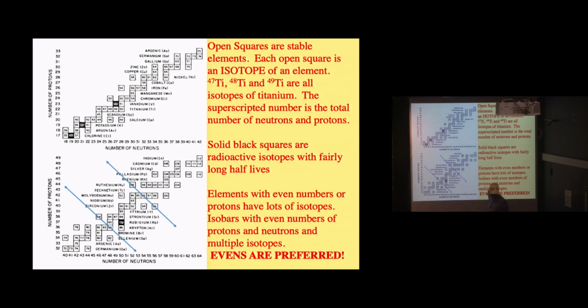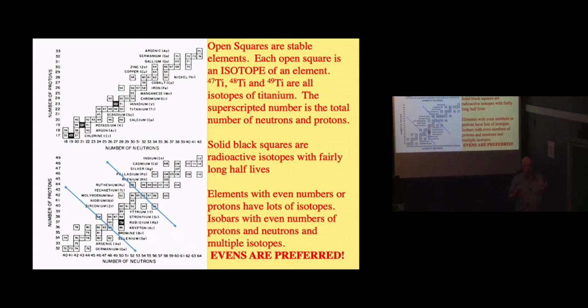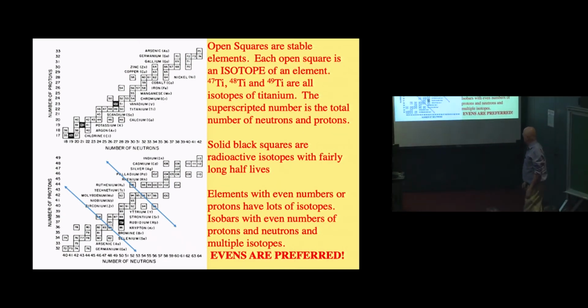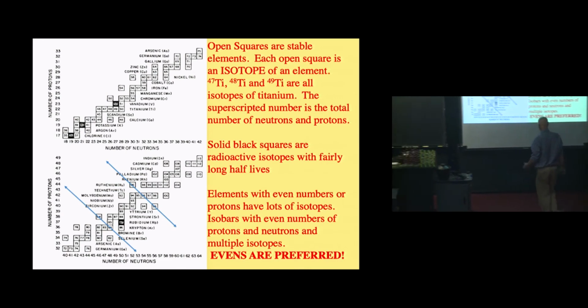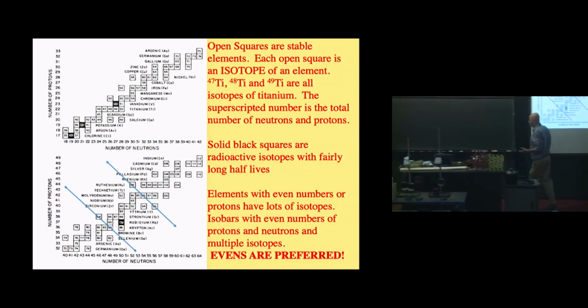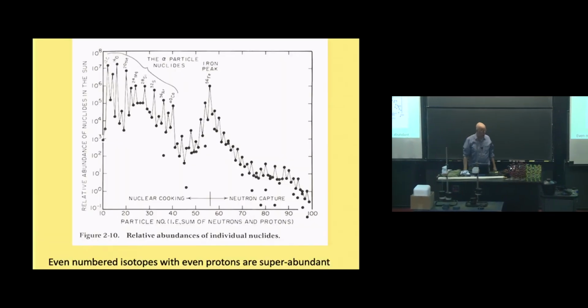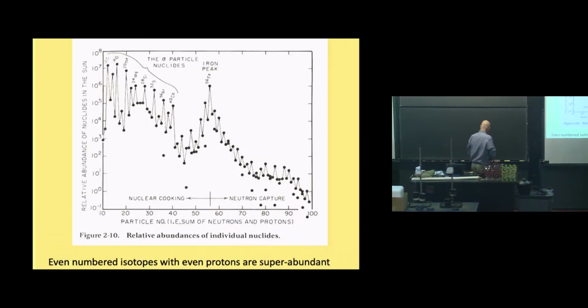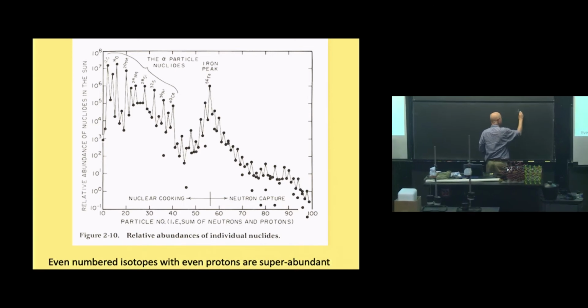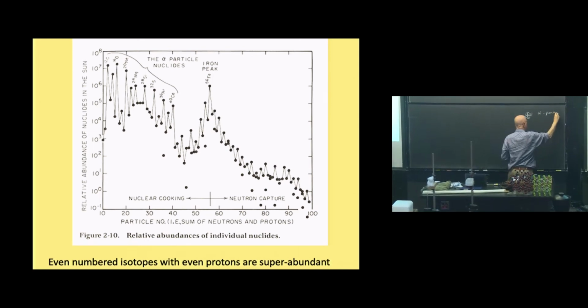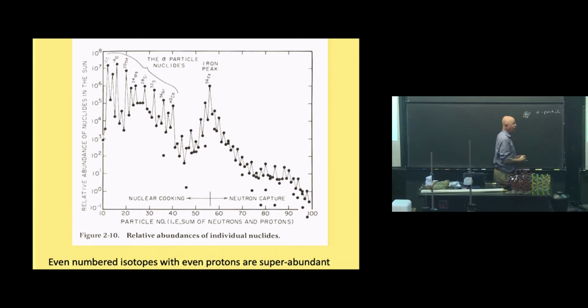So evens win all ways you look at this diagram, and for that reason, the even-numbered elements are much more abundant than the odd-numbered elements. And it turns out that multiples of 4 are even more preferred, and those are called the alpha particle nuclides, because an alpha particle is a helium atom with 2 protons and 2 neutrons, so we call that an alpha particle.